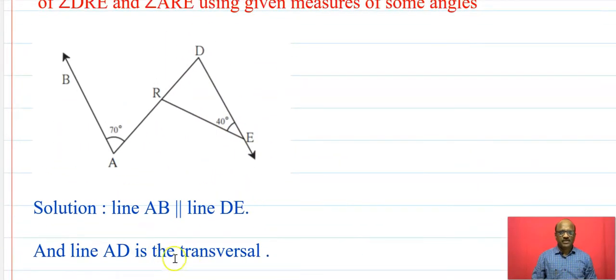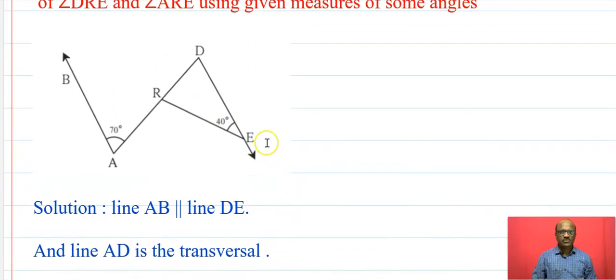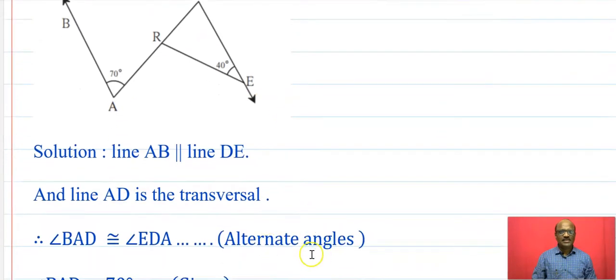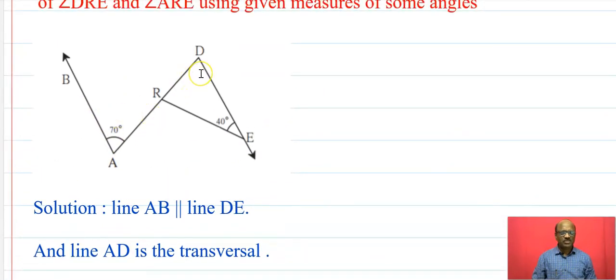Therefore measure of angle BAD is equal to angle EDA. These are the alternate angles. Therefore the measure of angle A is 70 degrees. Therefore measure of angle D is also 70. D means the measure of angle EDA.